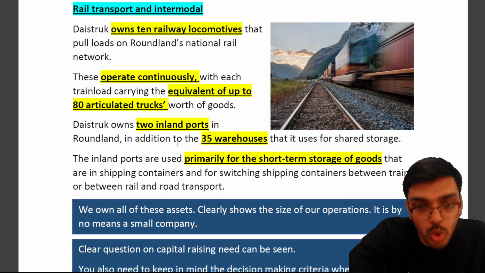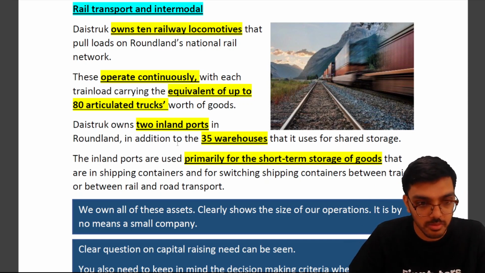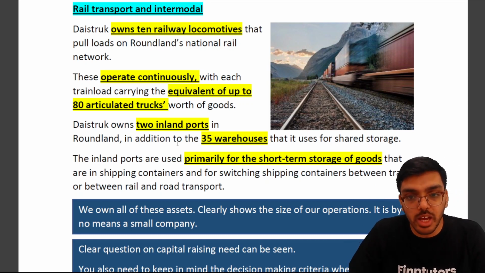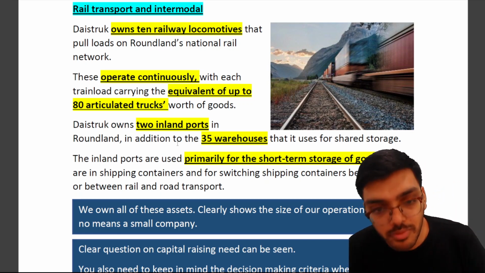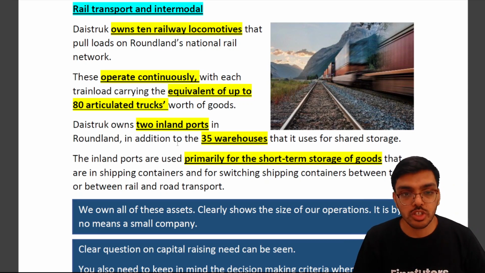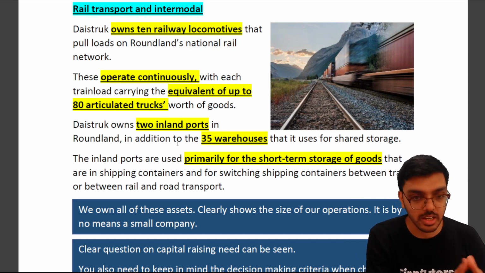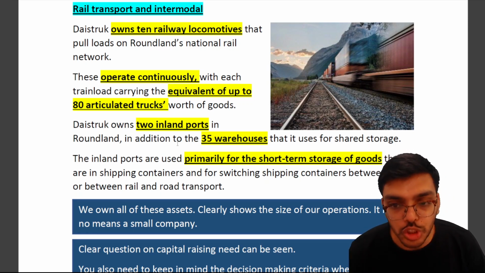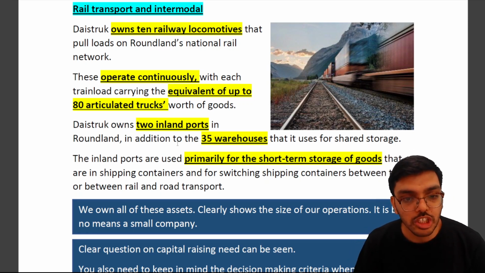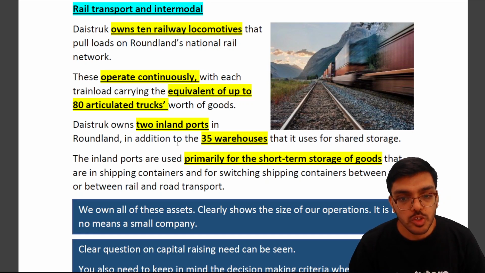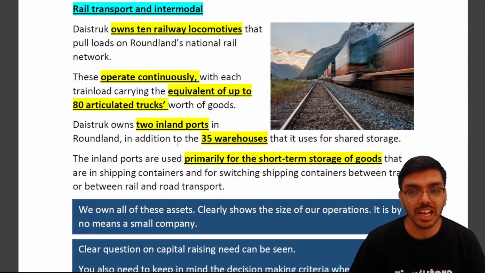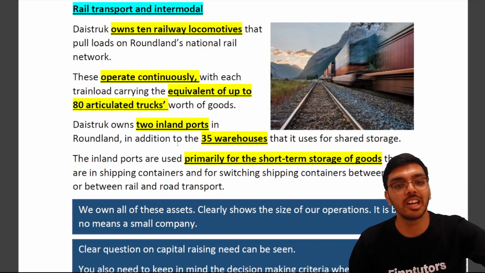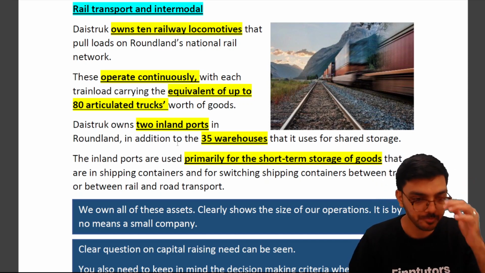Daistruk owns 2 inland ports in Roundland, in addition to 35 warehouses that it uses for shared storage. So 2 inland ports, 35 warehouses, that's our storage asset. The inland ports are used primarily for the short-term storage of goods that are in shipping containers and for switching shipping containers between trains or between rail and road transport. We know what the inland ports are used for.